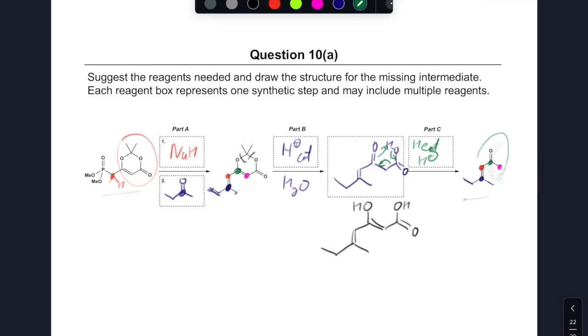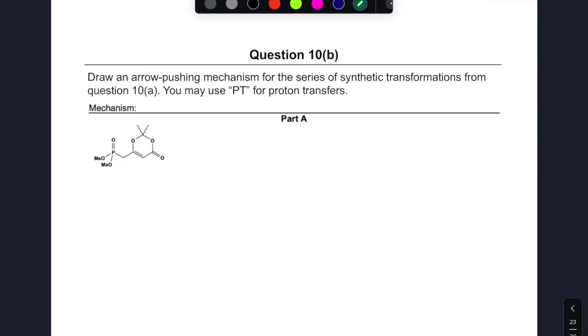So now that we have to go through this, we're going to draw out the mechanism, and this is going to be done where we have PT, or proton transfer, to show the different parts. Now we're going to show first the Horner-Wadsworth-Emmons mechanism in each of the steps. Remember, we've got two stages. So the first one is we're using hydride as our base to form our Horner-Wadsworth-Emmons reagent first.